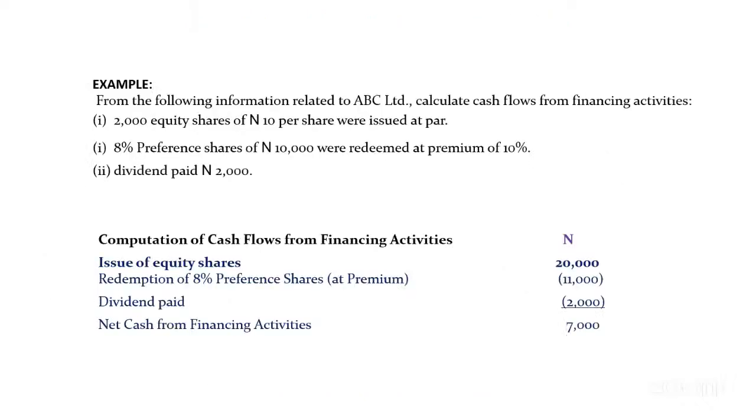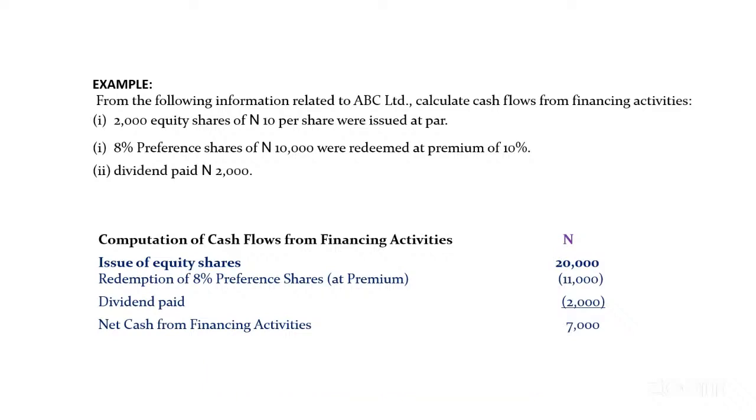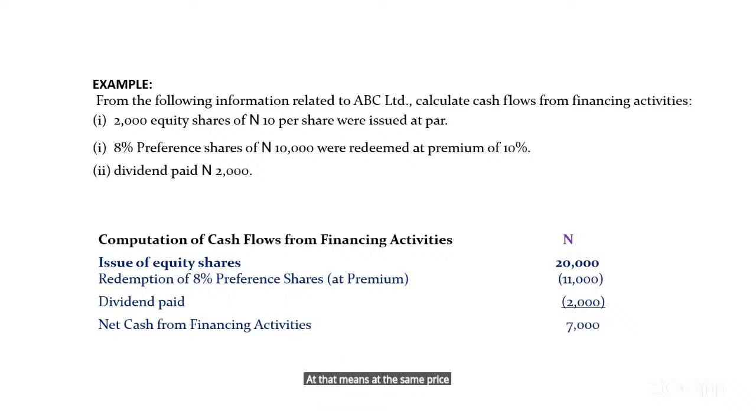Let's look at this example. For the following information related to ABC Limited, calculate cash flow from financing activities. Number one, 2,000 equity shares of 10 naira per share were issued at par. At par means at the same price. There was no premium, there was no discount.